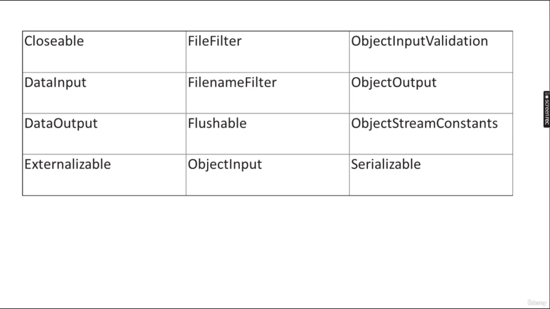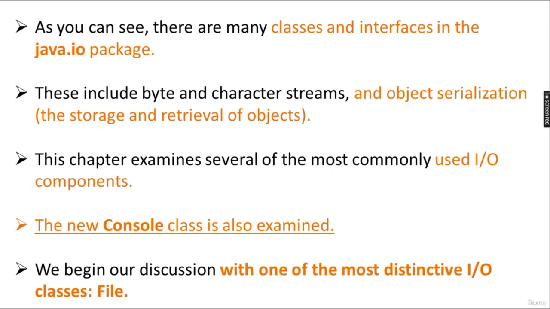Closeable, DataInput, DataOutput, Externalizable, FileFilter, FilenameFilter, Flushable, ObjectInputValidation, ObjectOutput, ObjectStreamConstants, Serializable. There are many classes and interfaces in the Java input output package. These include byte and character streams and object serialization, the storage and retrieval of objects. We will see all those classes and interfaces in detail.